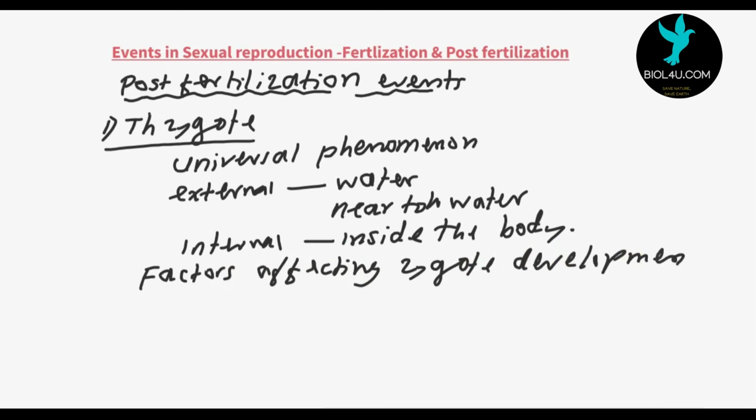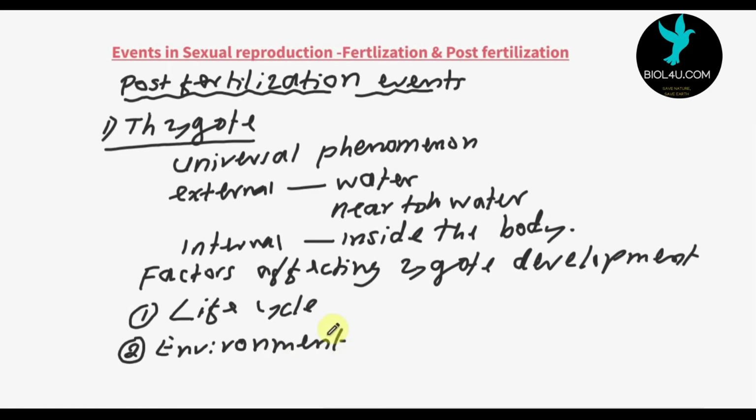One of the factors is the life cycle. What is the nature of the life cycle of the organism? This is one factor that affects the development of the zygote. Another factor is the environment. What is the nature of the environment? Whether the environment is hot or cold, or what is the condition of the environment? The environmental condition and the nature of the life cycle affect the development of the zygote.